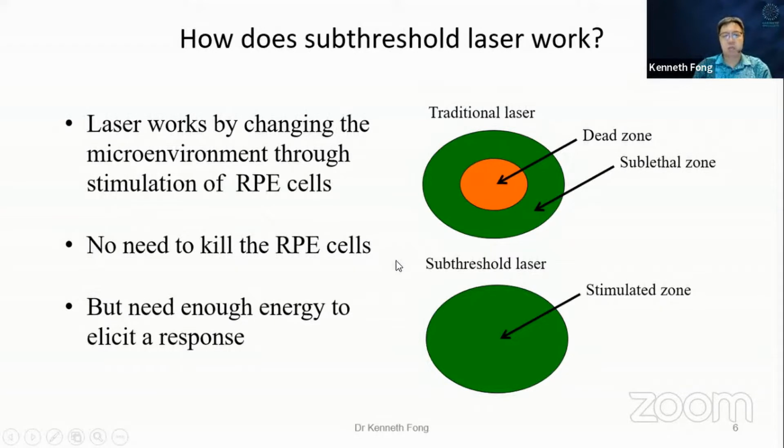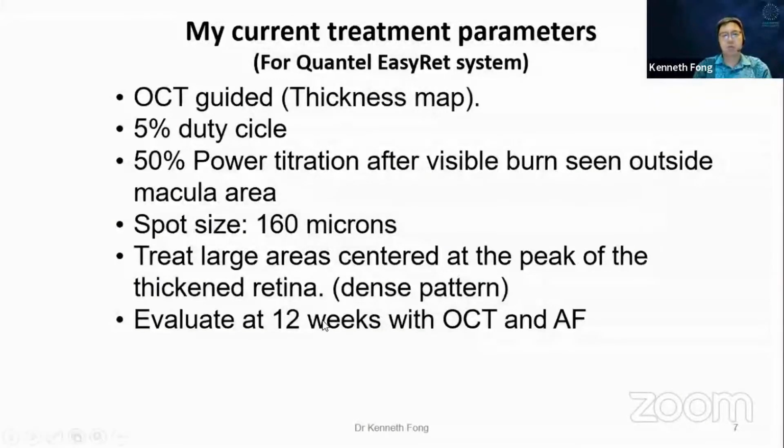You really don't need to kill any RPE cells, but you need to elicit enough energy to get a response on RPE cells to increase the production of matrix metalloproteinase inhibitors. And this, we believe, is the biological effect that helps improve the functioning of the RPE cells and reduction of edema. So this is the current treatment parameter I use.